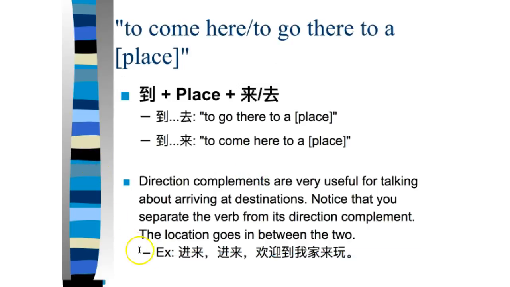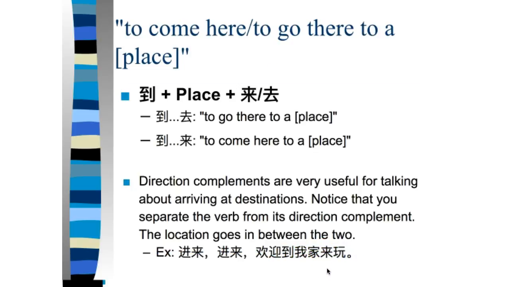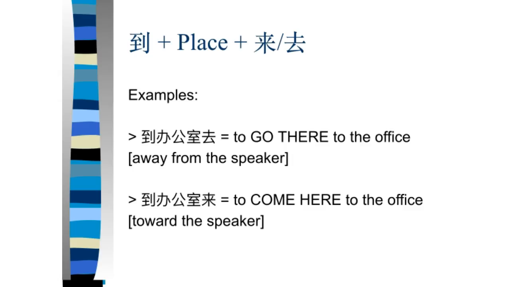Okay, let's look at an example. 进来, come in. 欢迎到我家来玩. Welcome to come to my house to play. Let's look at another example. 到办公室去, go there to my office, or 到办公室来, come here to my office. All right, and those are different ways to talk about directions.